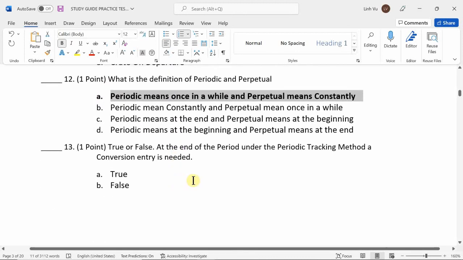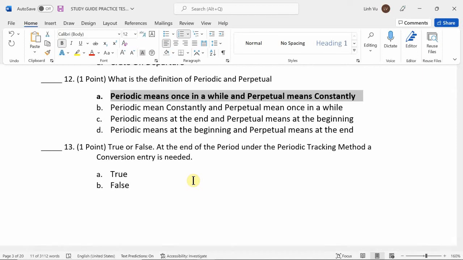Right? Number 13. Okay, true or false? At the end of the period, okay, under the periodic tracking method, a conversion entry is needed.